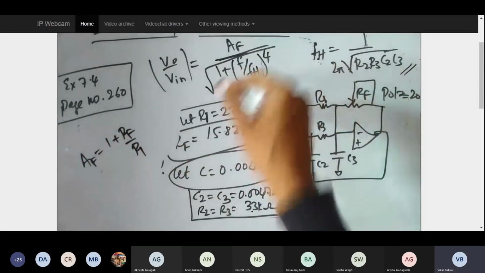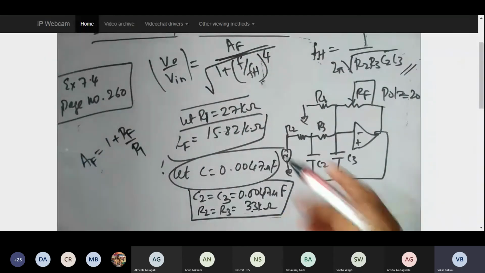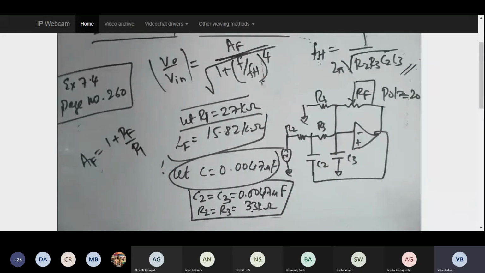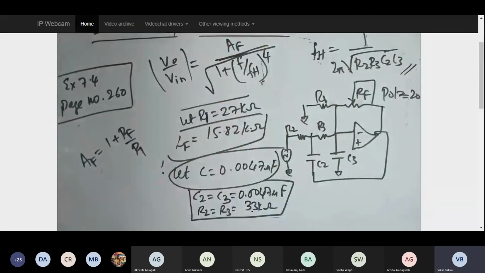F value, you keep on plotting the values, or whichever frequency you want to apply, you can apply. And the FH value he has given. So for different values of F and all these values, we are going to get the result of V0 by Vin. This is how I can draw the response of my second order low pass Butterworth filter. So that's about your second order Butterworth low pass filter. With this, we try to conclude the first order and second order low pass Butterworth filter.